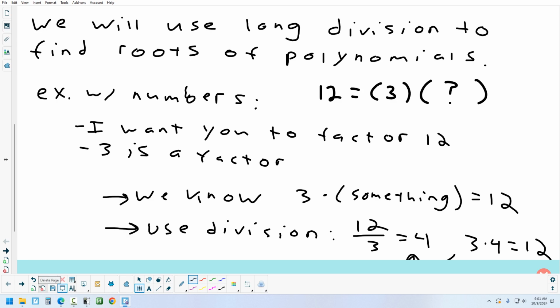Okay? So if you want to factor the number 12 and you want to use 3 as one of the factors, that means 3 times something. I used the question mark, but 3 times something is going to give you 12. Dividing each side by 3 gets the question mark by itself and gives you the answer of 4. So now we know how to factor the number 12. It's 3 times 4. So as long as you know one of the factors, you can divide it into the number and get the other one.